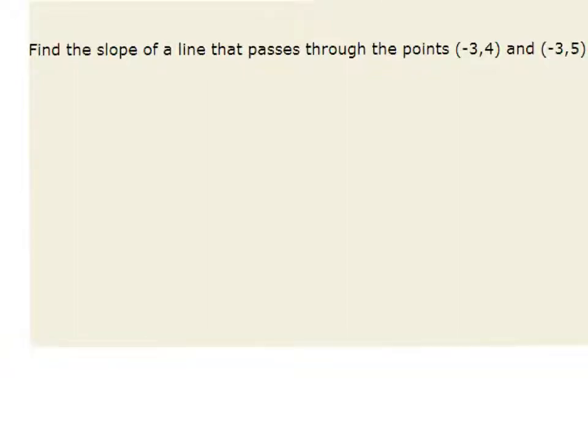Find the slope of a line that passes through the points -3, 4 and -3, 5. So we know from previous problems we've done, slope is represented by the letter m and is defined as the change in y, which is y2 minus y1, over the change in x, x2 minus x1.